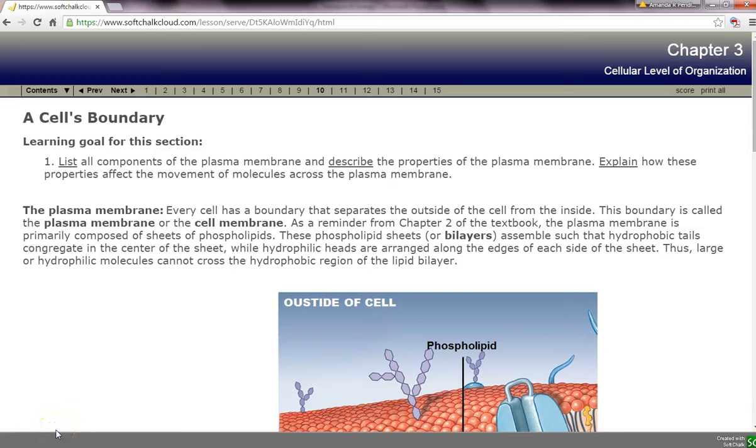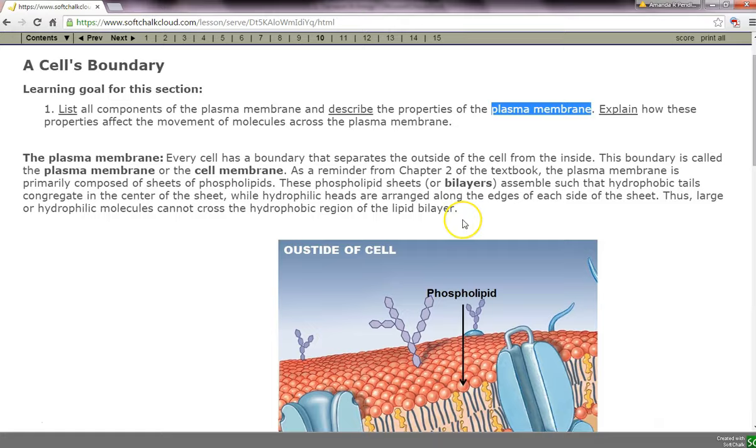Okay, so now we need to talk a little bit more about the plasma membrane. You may also often hear the plasma membrane referred to as the cell membrane. It is not a cell wall. The cell wall is only found in plants. So plasma membrane, cell membrane, not cell wall.